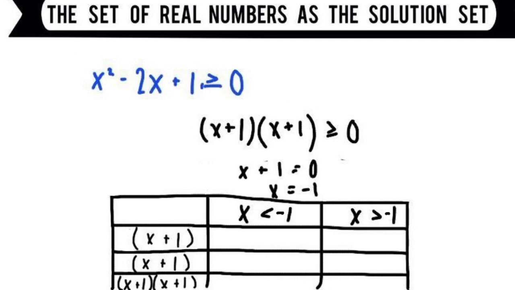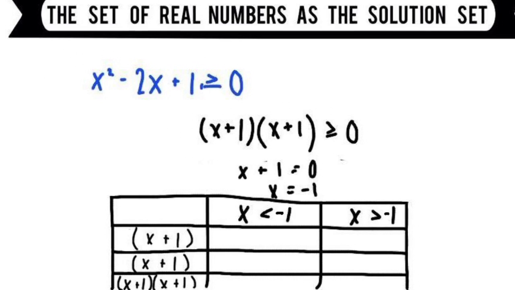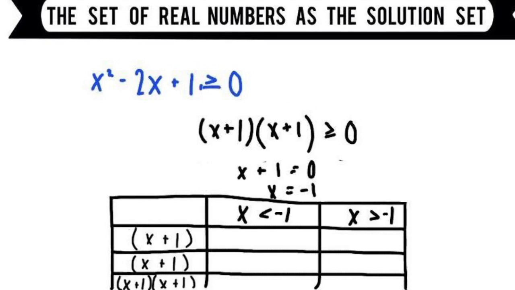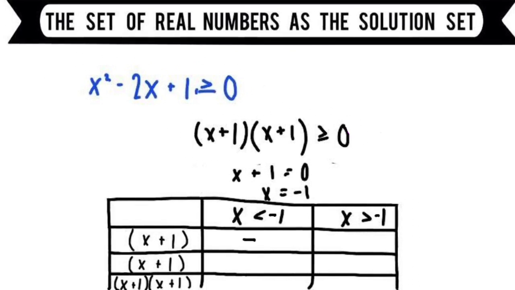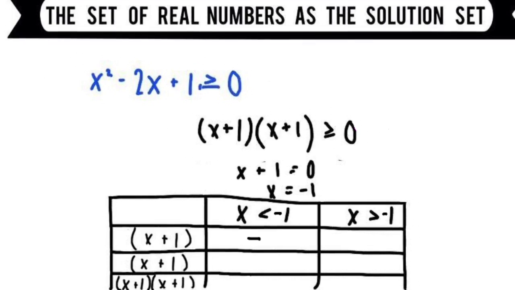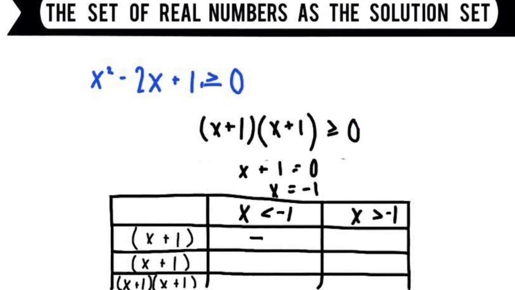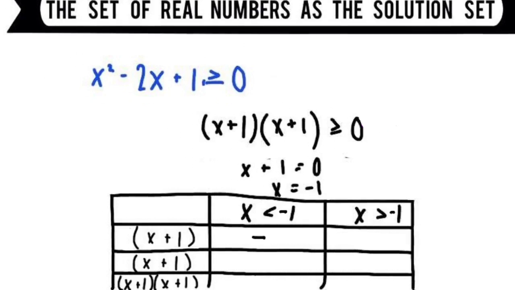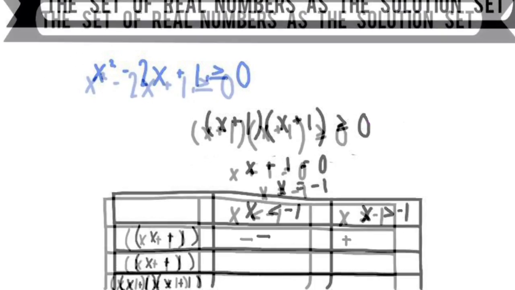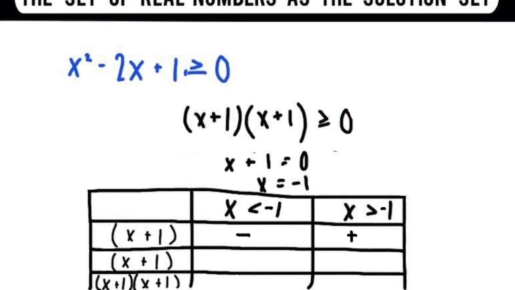In order to do this, you get any number which is less than negative 1 or greater than negative 1 and substitute it. In this case, for the first column and row to be filled up, a number less than negative 1 is like negative 2. Negative 2 plus 1 will result to a negative number, therefore that is what you place. Repeat this to fill up the table.